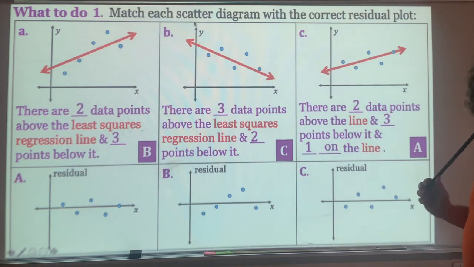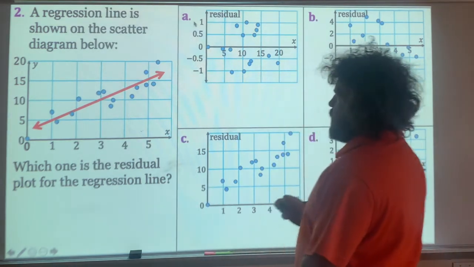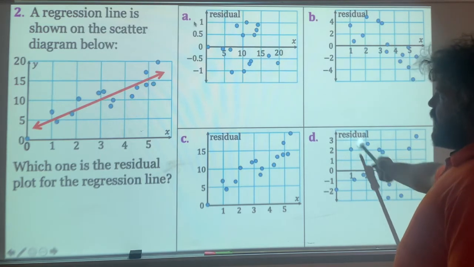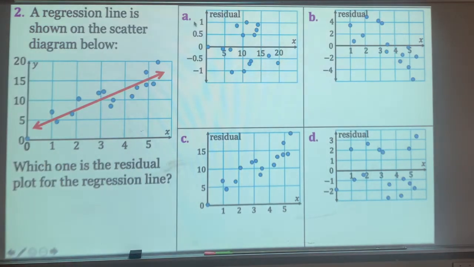Number 2. A regression line is shown. This is our regression line in the diagram below. Which one of these residual plots is for this regression line? So I want you to look at all of them and figure out which plot matches the line. All right, you should almost be done. We're making good progress here.